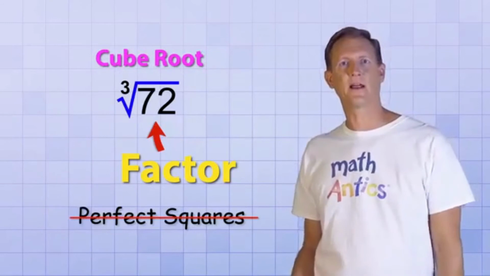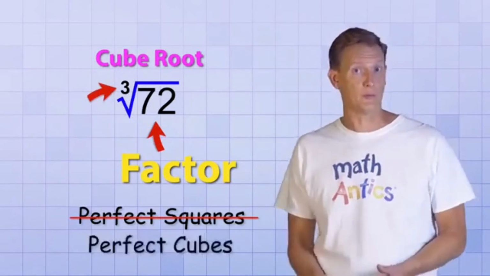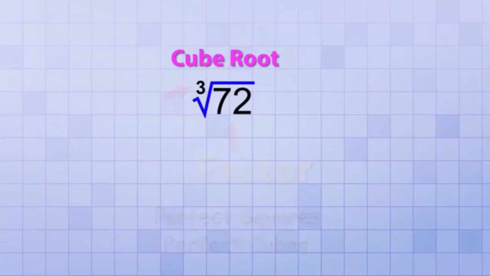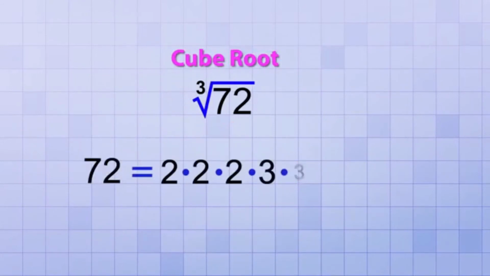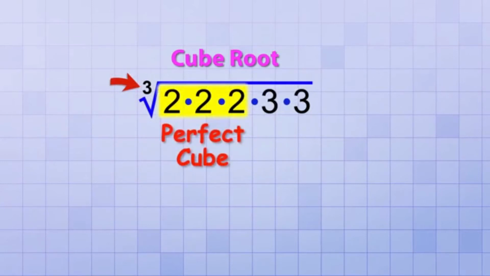Instead, we need to find factors that are in groups of 3. In other words, we're looking for perfect cubes. Just like before, 72 factors down to 2 times 2 times 2 times 3 times 3. But since we're dealing with a cube root this time, the 2 times 2 times 2 can be simplified because it's a perfect cube. But the 3 times 3 can't because it's a perfect square.